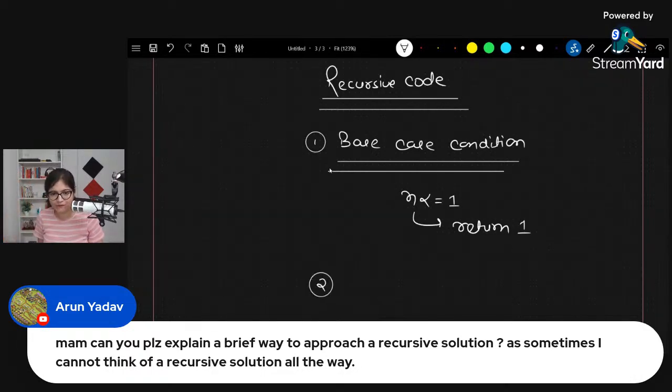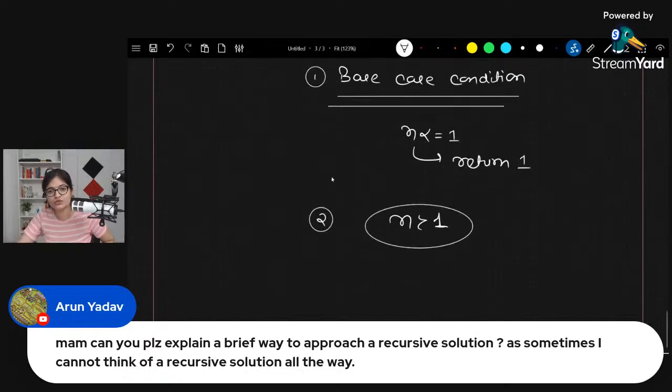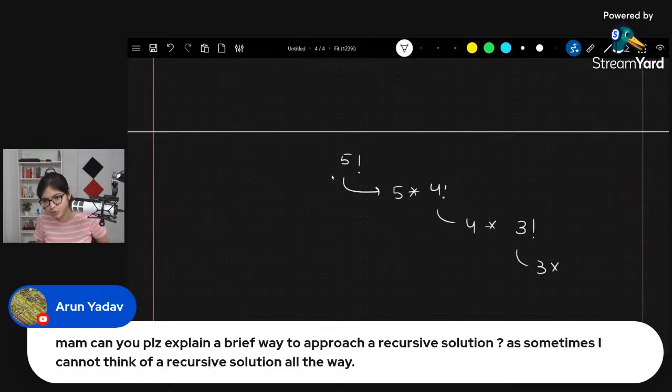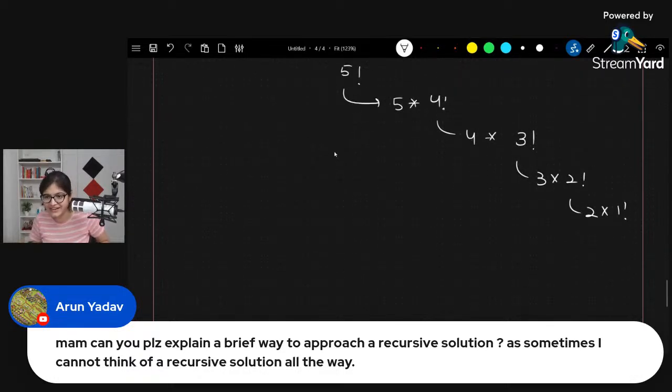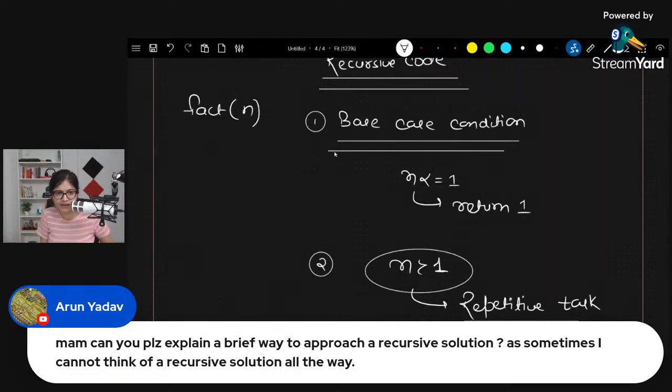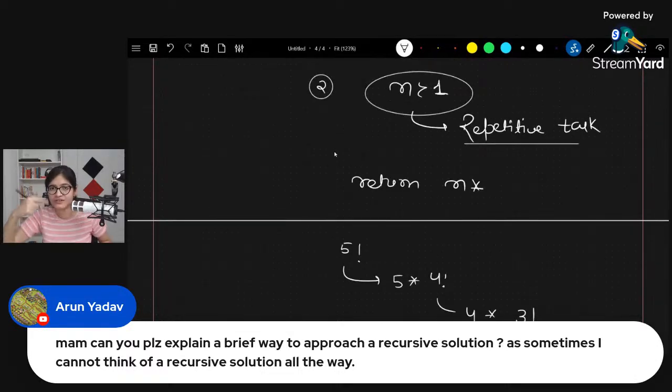Now, the second important factor which you have to think over is, okay, the base case condition is done. What will happen when the value of n is bigger than 1? In that scenario, you need to see what your repetitive task is. For example, in the factorial case, let's say I want to find out 5 factorial. My repetitive task will be 5 into 4 factorial, then 4 into 3 factorial, then 3 into 2 factorial, then 2 into 1 factorial. And that's where I reach a base case condition where the answer is equal to 1. So what am I trying to return? n into, if my function name is fact of n, I'm doing the same task but with a different set of parameters. So I will call fact of n minus 1. This will help me repeat the same thing again and again, but with a different set of parameters.